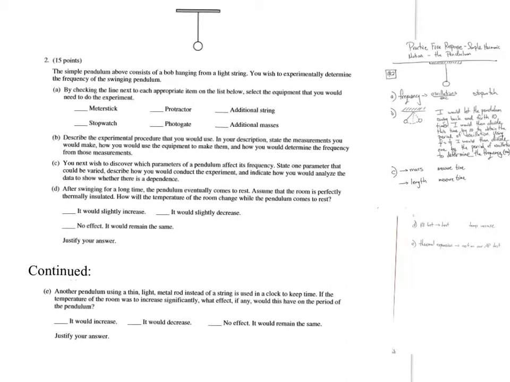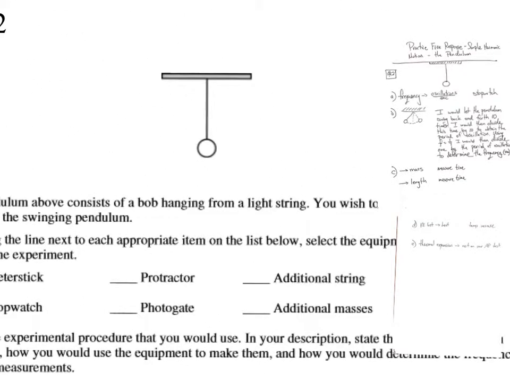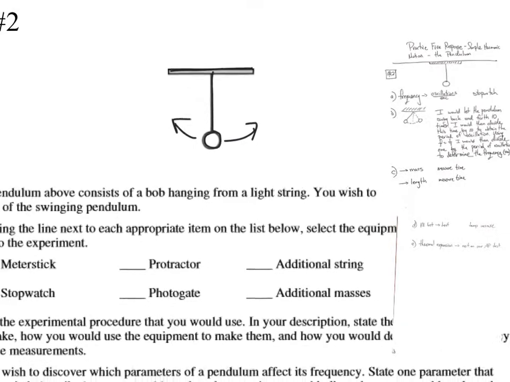Okay, here's week 21, part 2. We're talking about a pendulum. And so it's attached to the ceiling. This is the bob, this is the light string, and of course it swings back and forth.